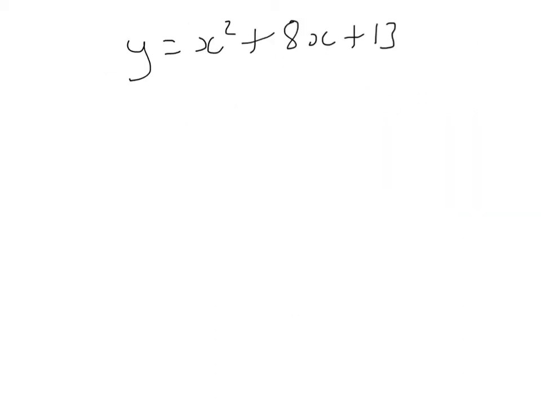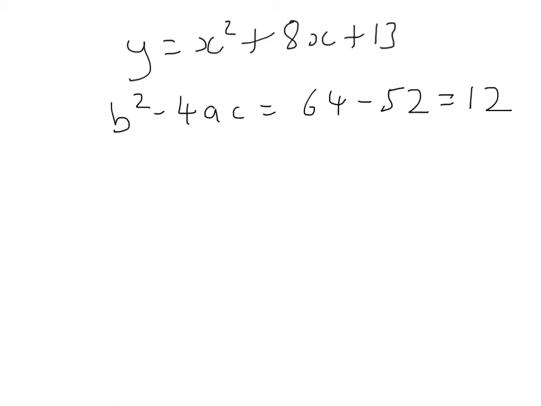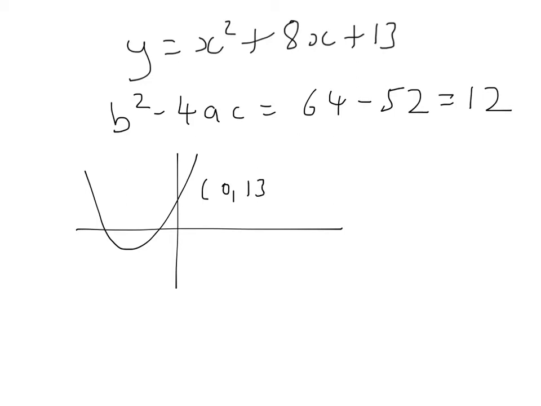However, just because a graph doesn't factorise doesn't mean to say there's no solutions. In this case, b squared minus 4ac is 64 minus 4 times 1 times 13. 64 minus 52 is 12, so that's a positive number, so there are solutions. It's just that they're not whole numbers. This graph doesn't factorise. The graph looks something like that. When x is 0, y is 13. To find out these values here, we would need to solve the equation by using the formula.